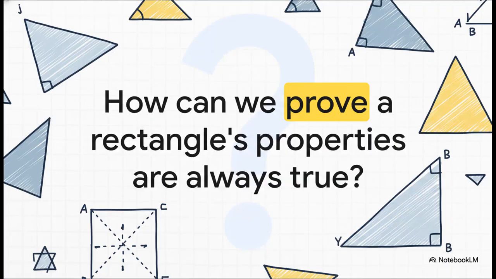I mean, think about it for a second. We can all point out a rectangle. But can we prove why its opposite sides have to be equal? Or why its diagonals are always the same length? You see, just knowing what something looks like isn't the same as truly understanding it. So let's solve this little everyday mystery.